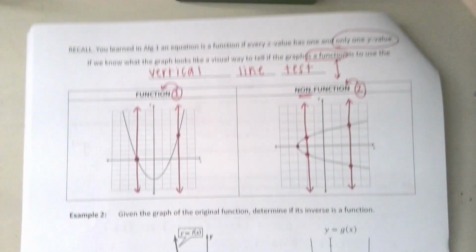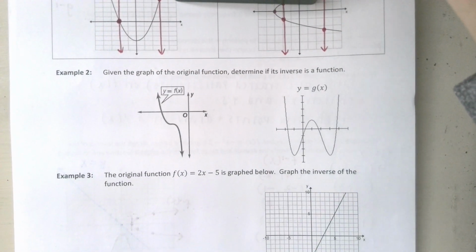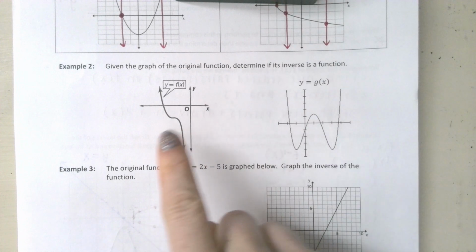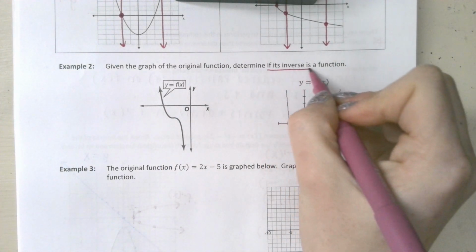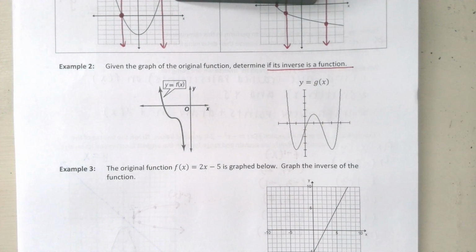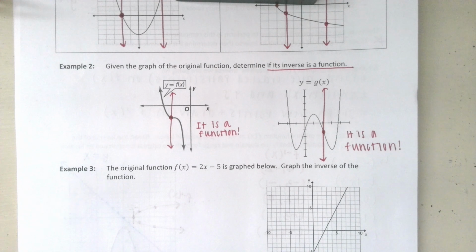Go ahead and take a minute to try example 2. You are given two graphs and you want to determine if it is a function. Okay, hopefully you notice that both of these are indeed functions. When we draw in those vertical lines, it is only crossing one time.